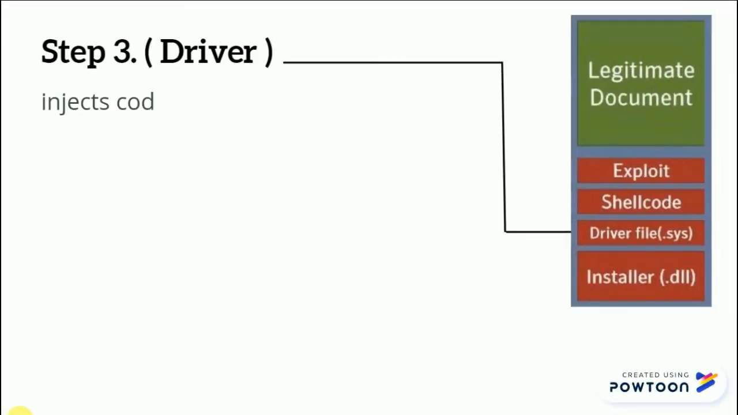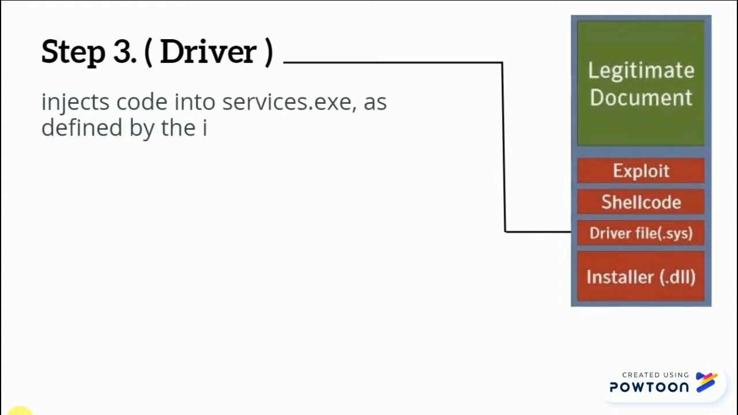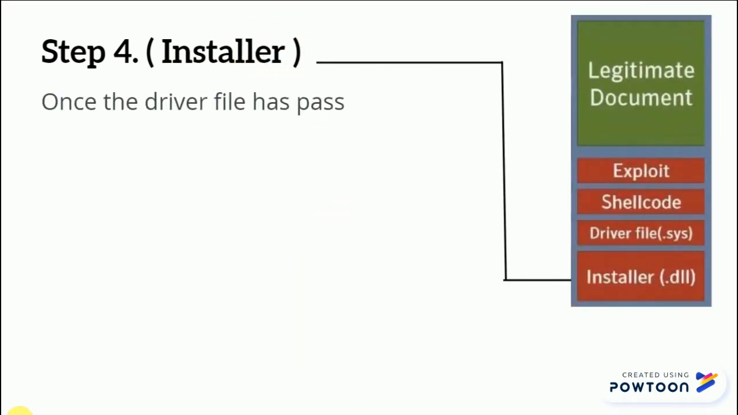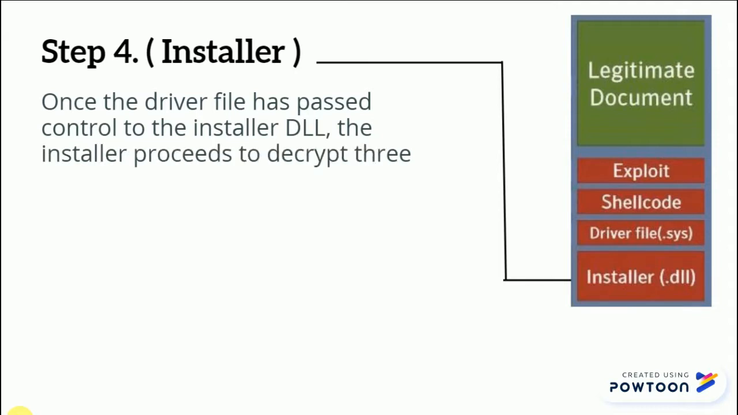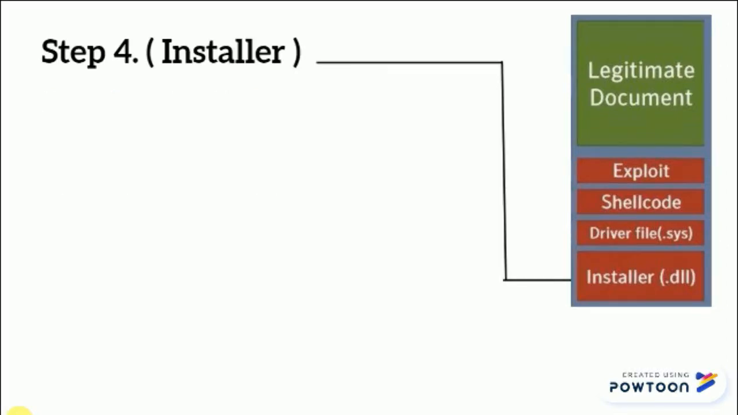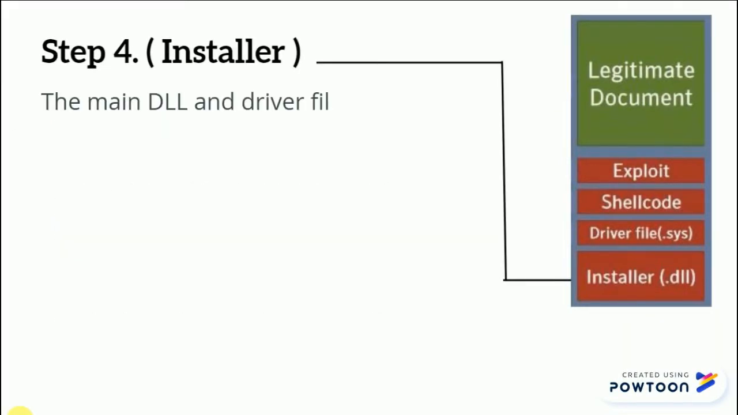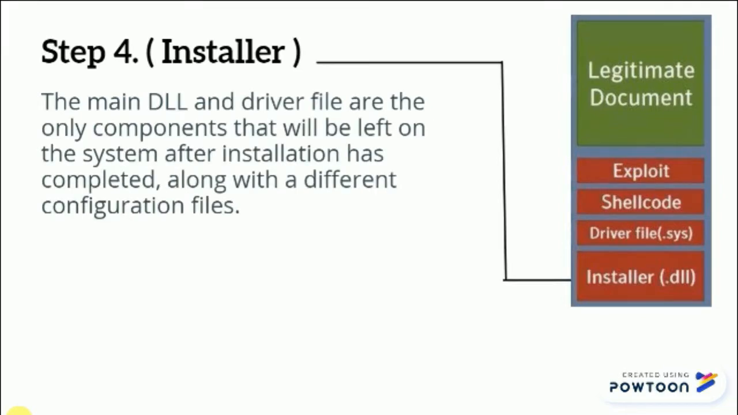After the shell code passes the execution to the driver file, it injects code into services.exe, as defined by the installer configuration file. After that, the installer gets the execution chance on the system. The installer proceeds to decrypt 3 files from within itself: the malware's main DLL, the system driver file, which is the load point that starts the malware after a reboot, and an installer configuration file. The main DLL and driver file are the only components that will be left on the system after installation has completed, along with the different configuration files.